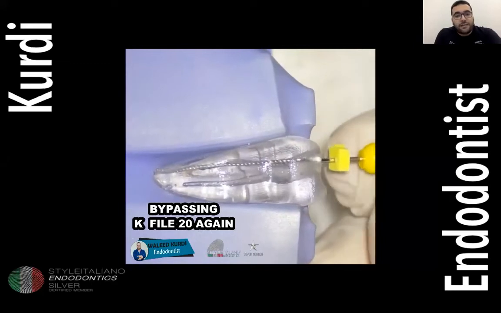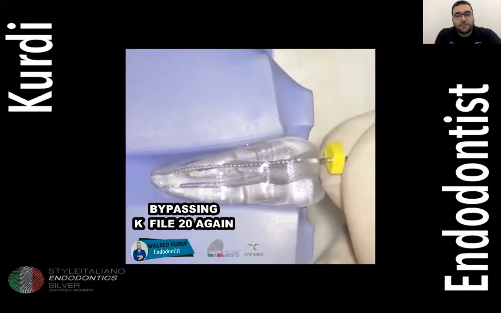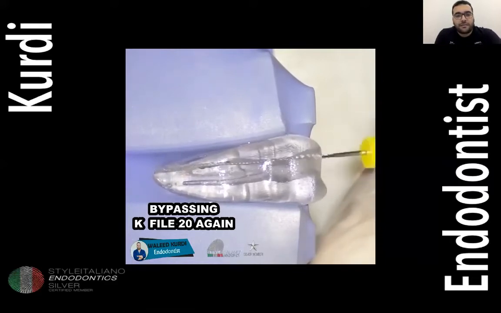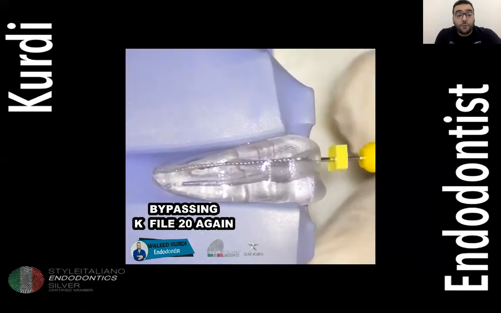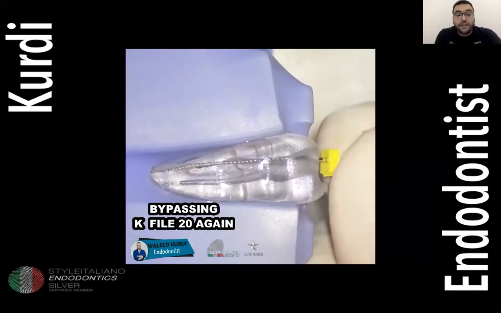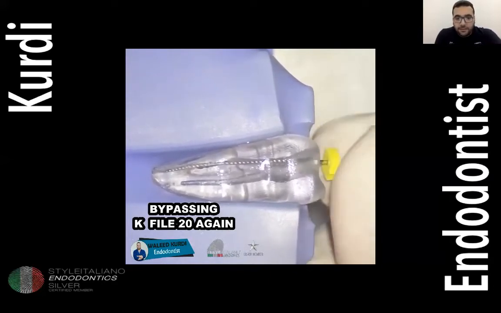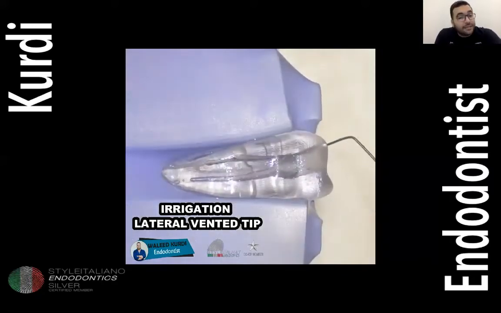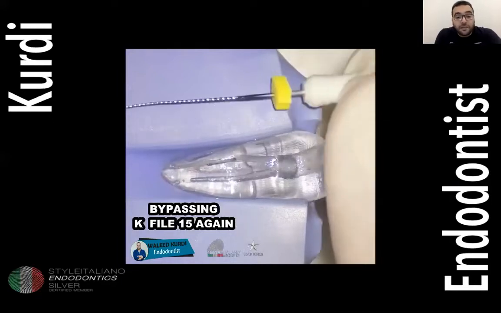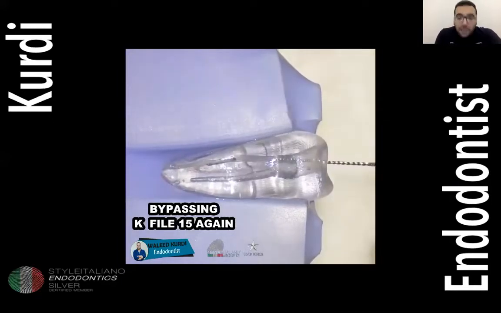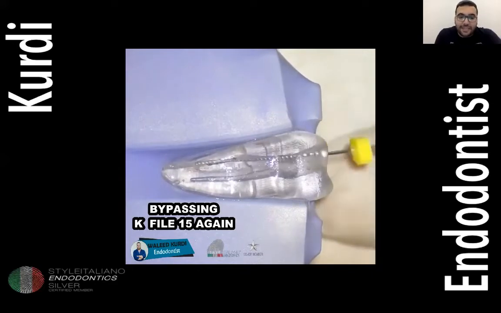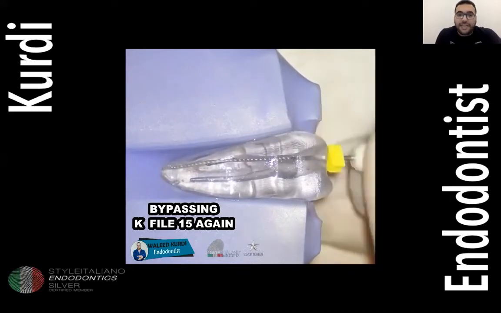With K file number 20 again, I try to advance inside the canal, but I cannot reach the full working length yet. So I can go out, irrigate, and go to 25 or even to 15. 15 was not loose inside the canal yet. I think that now it will be very loose inside the canal, and it can reach the full working length very easily.